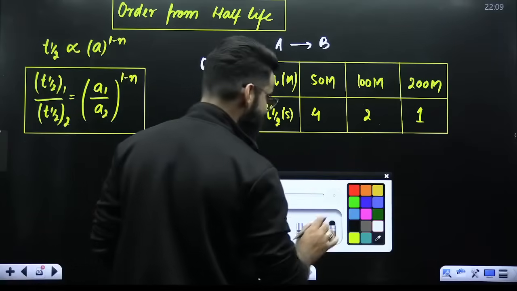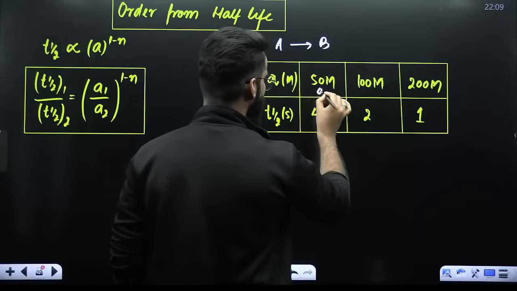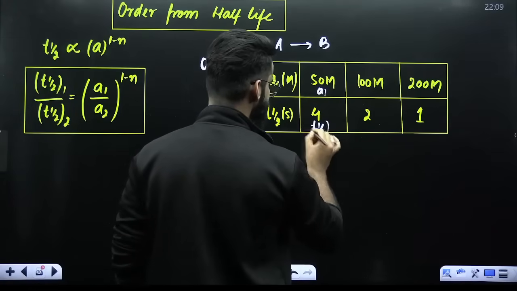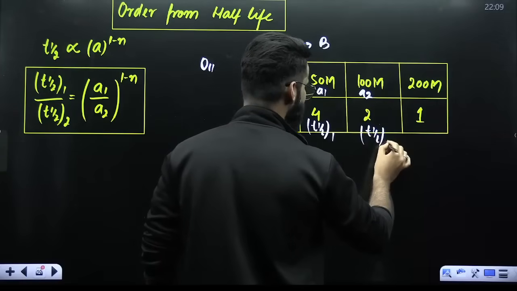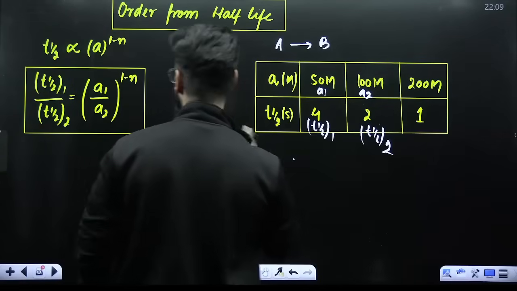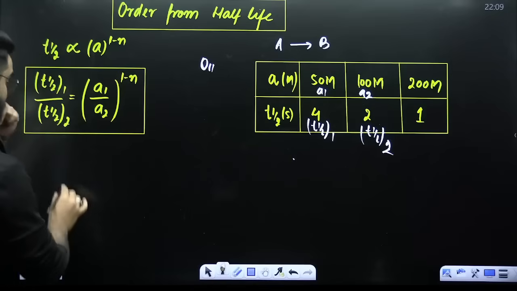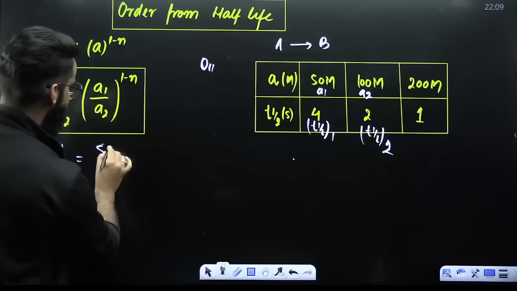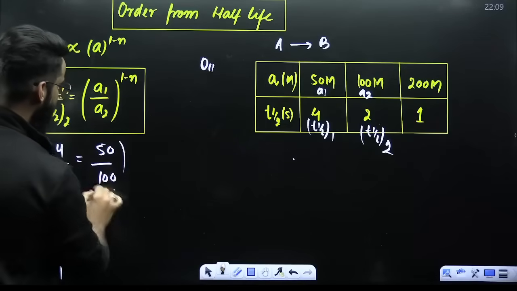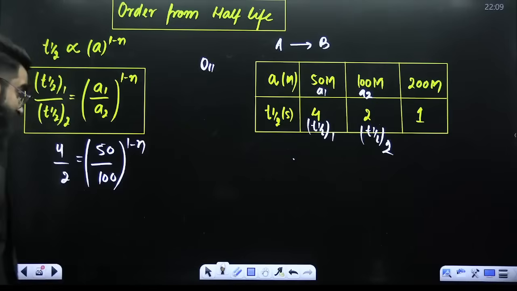My dear students, let me just do one thing. Let me call this as A1, so this will be T half 1. Let me call this as A2, this will be T half 2. So what I'll be doing exactly, I'll be putting these values into this expression. T half 1 is 4, T half 2 is 2, is equal to A1 by A2. A1 is 50, A2 is 100, whole raised to the power 1 minus n, where n represents order.